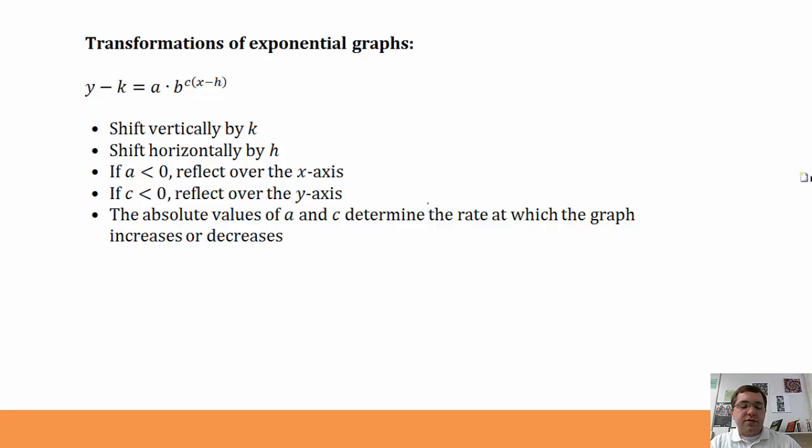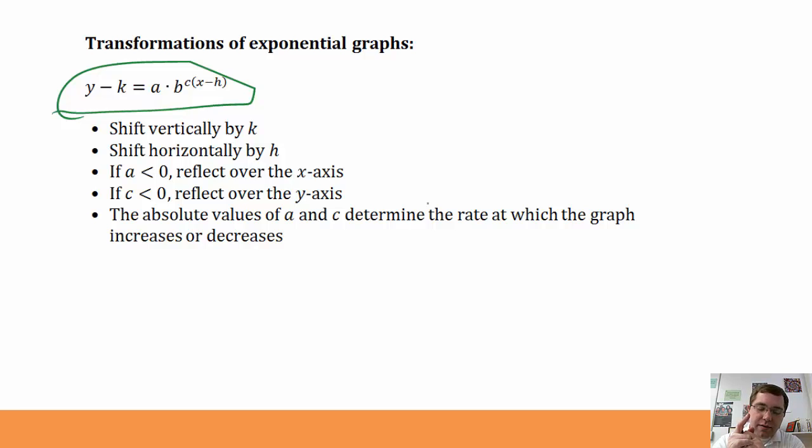I can also perform transformations of exponential graphs. Transformations mean I'm going to reshape or move my graph. So the form here of an exponential function is y minus k equals a times b to the c times (x minus h) power. So the power is c times (x minus h). The base is still just b. a is a number that I am multiplying by after I take the power. k is a number I'm subtracting out from y. h is a number I'm subtracting out from x. So I shift vertically by k.